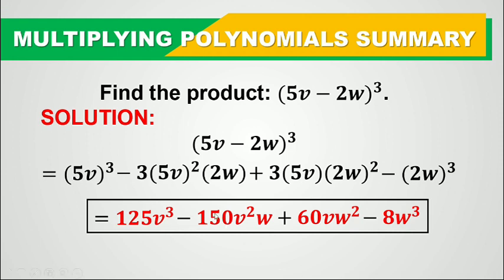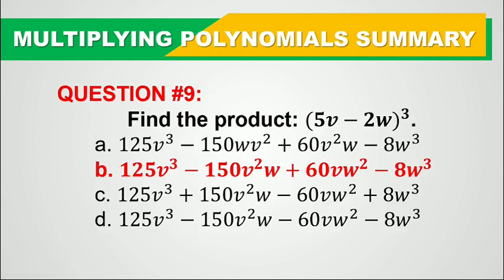You may be confused where the 150 comes from: 5 squared is 25, v squared is v squared, so 25v squared times 3 is 75v squared, and then times 2w, that's 150v squared w. As for this, 3 times 5v is 15v, times 2w squared, or quantity 2w squared, that's 4w squared, so times 15v, that's 60vw squared. That is the reason for the 150 and the 60, and the sign is minus, since this is a subtraction. Alright? Now, it's letter B for question number 9. So this is the answer for this particular question.